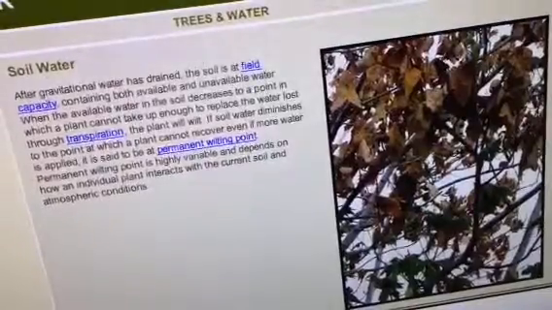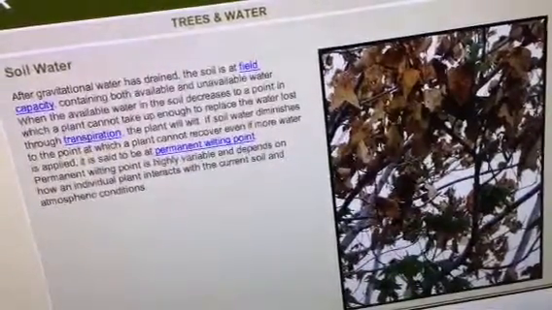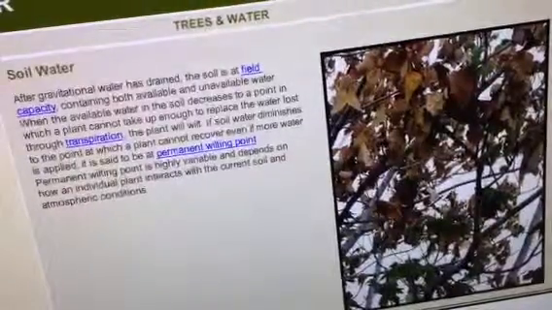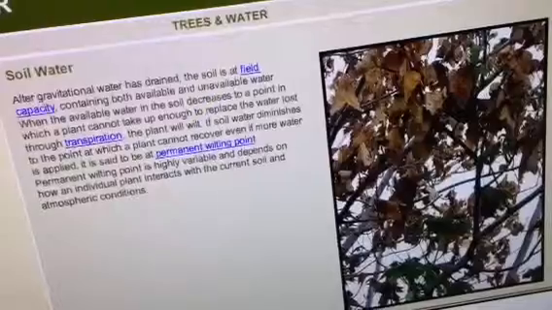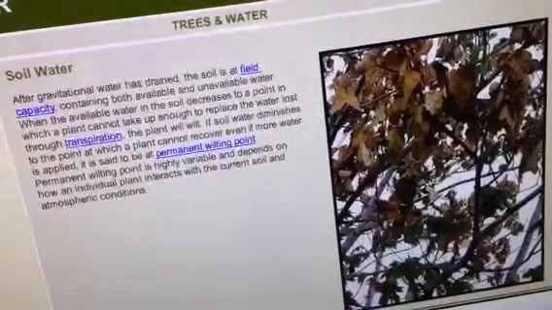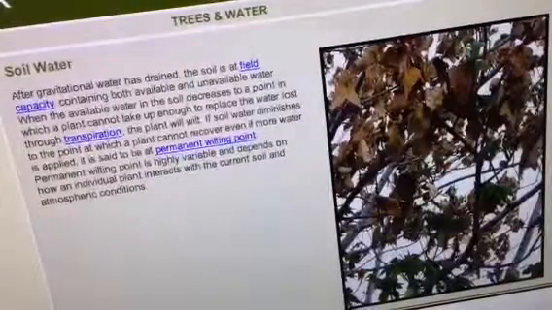If soil water diminishes to the point at which a plant cannot recover even if more water is applied, it is said to be at permanent wilting point. Permanent wilting point is highly variable and depends on how an individual plant interacts with the current soil and atmospheric conditions.